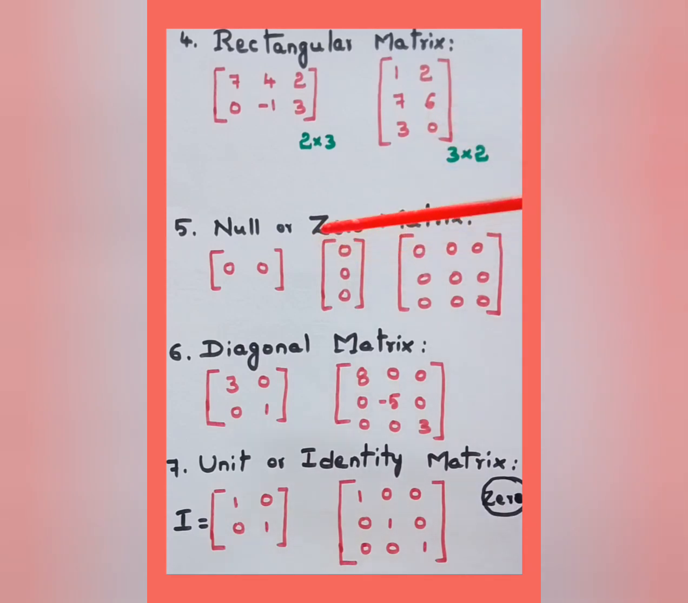Next, null or zero matrix. If each element of a matrix is 0, meaning all the elements must be 0, then the matrix is called a null matrix or zero matrix. So you can observe here. Okay. Next, diagonal matrix. Before moving to the diagonal matrix, in the case of a diagonal matrix, we observe the square also.